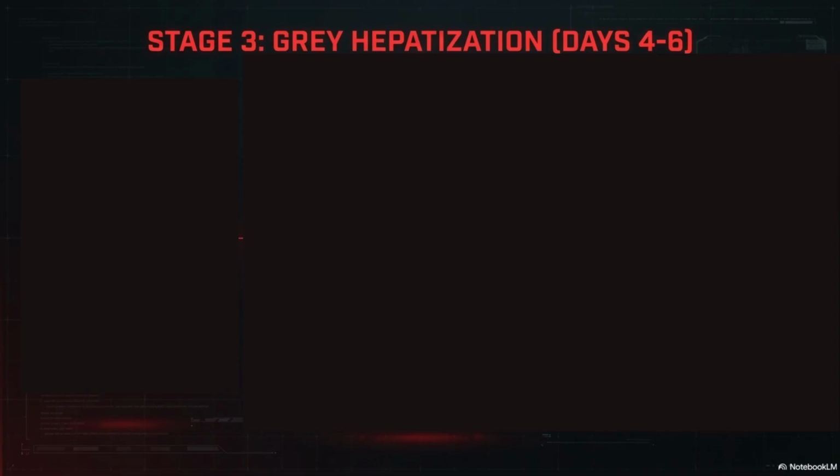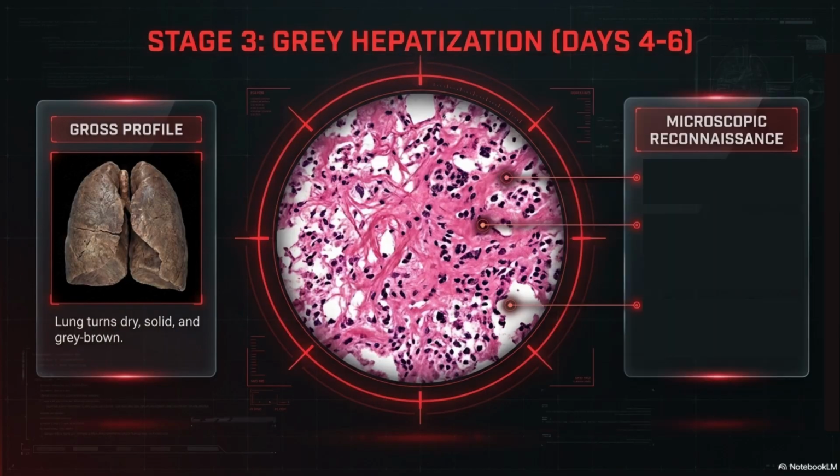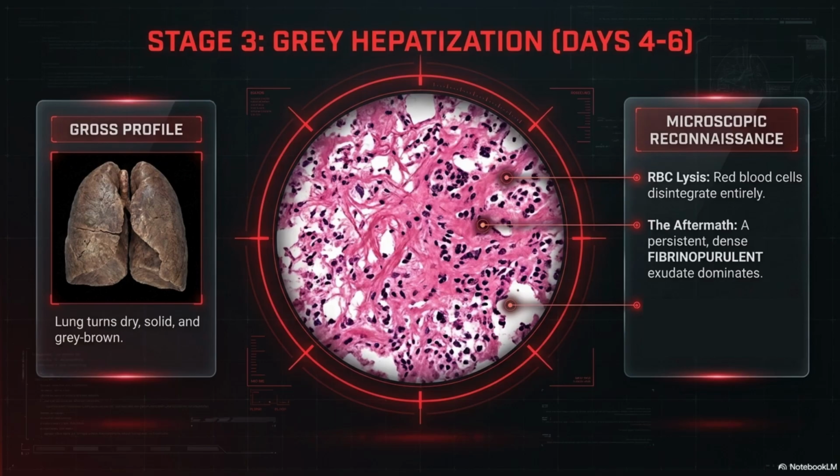Next is stage 3, grey hepatization, spanning days 4 to 6. The gross profile shifts as the lung turns dry, solid, and grey-brown. On microscopic recon, the color change is due to RBC lysis. The RBCs disintegrate entirely. In the aftermath, a persistent dense fibrinopurulent exudate dominates. The cellular status is now filled strictly with fibrin and dead or dying neutrophils.